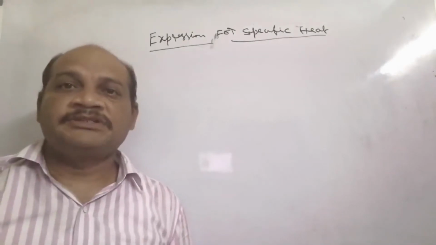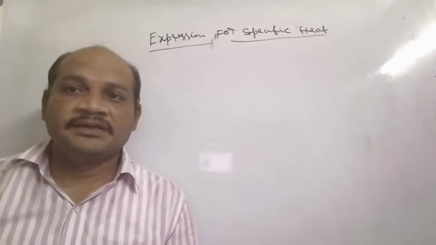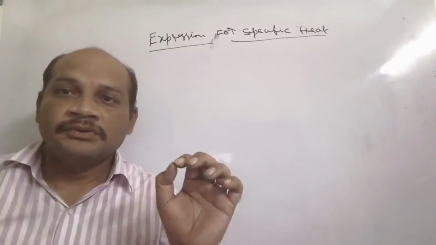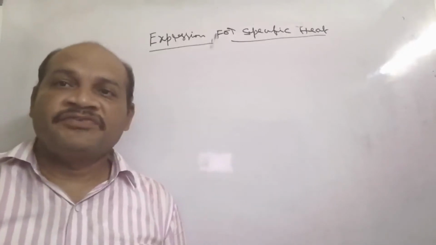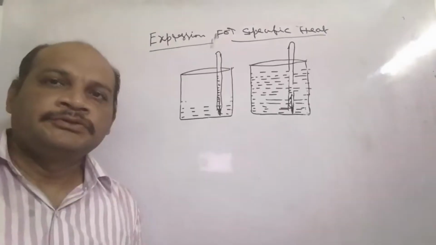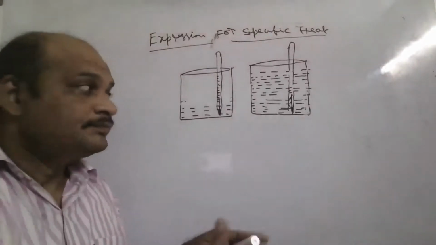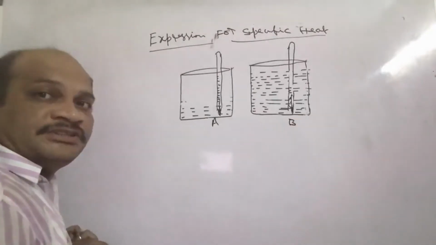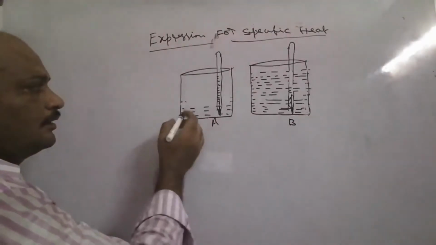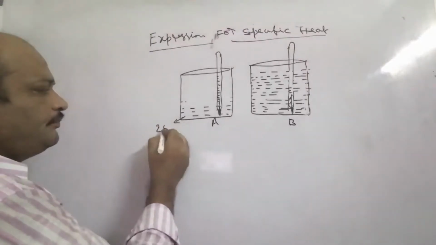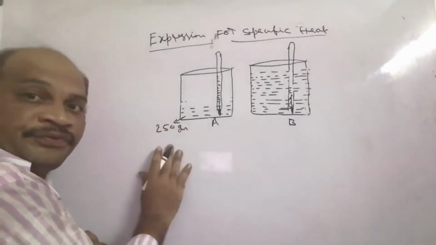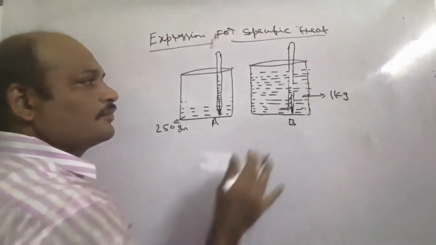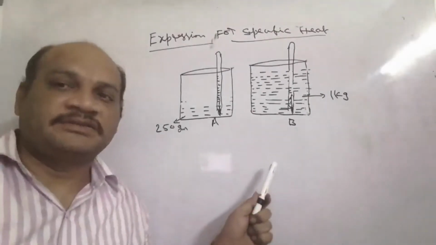For this purpose, we are taking the same volume of the same material in two beakers. Like this is the A beaker and this one is the B beaker. In A beaker we are taking 250 grams of water. In B beaker we are taking 1 kg mass of water.